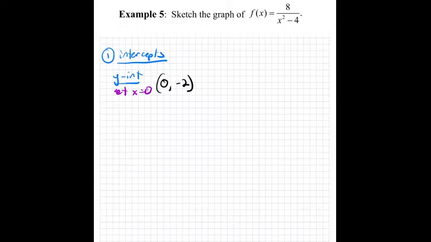Let's consider any x-intercepts. For the x-intercept, we set y equal to 0 and solve. Now a fraction is only going to be 0 when the numerator is 0. This numerator is never going to be 0, so I'm going to say none for that one.